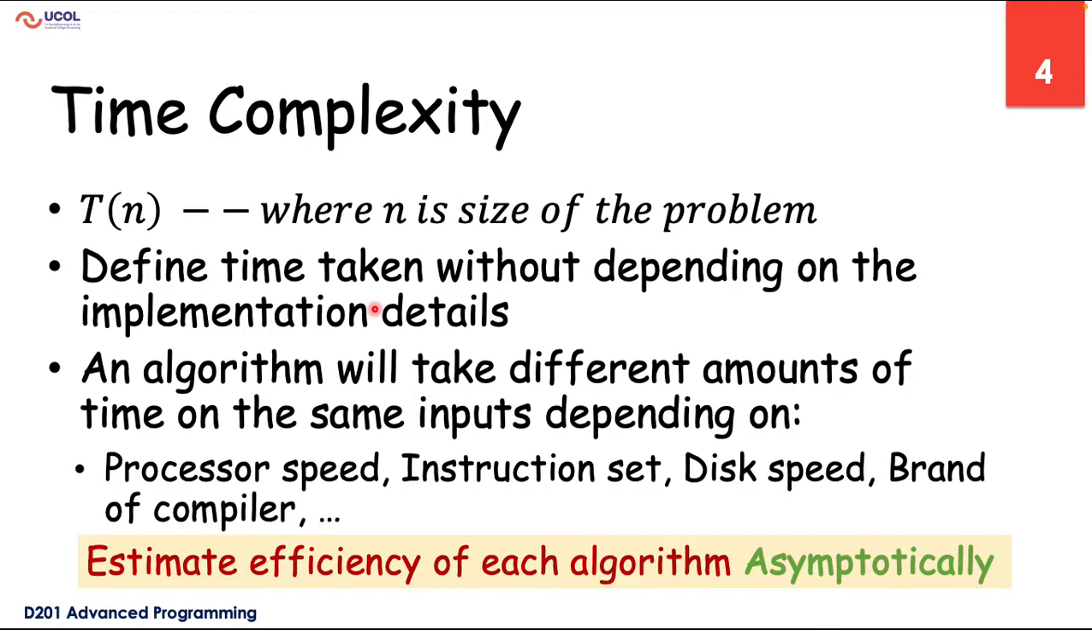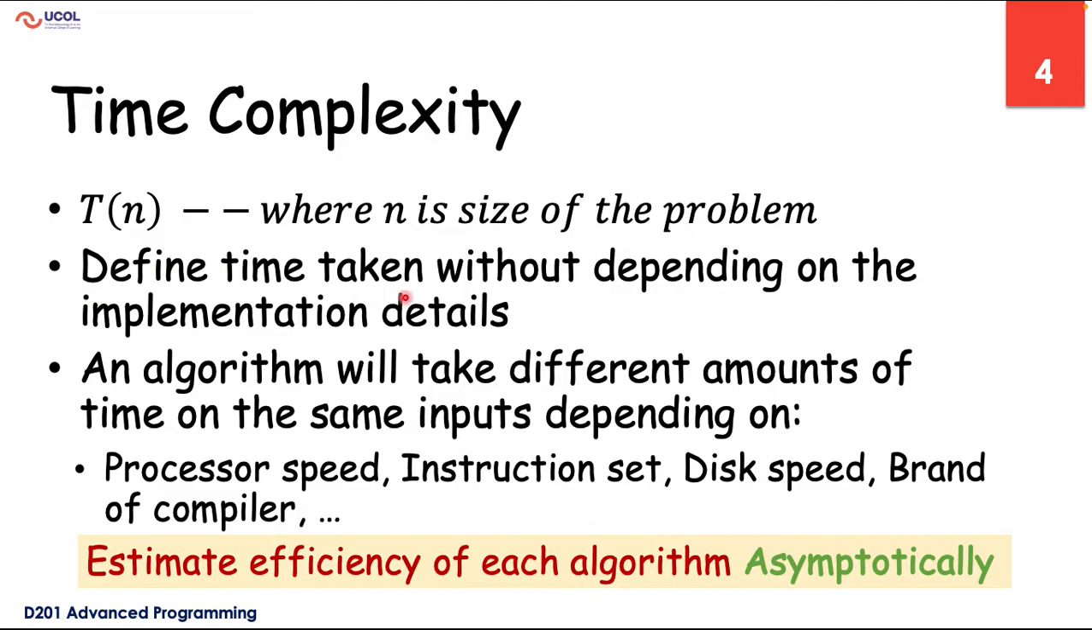So how can we analyze the time complexity? First of all, T stands for time, and n is the size of the problem. If we want to sort, we have studied the sorting algorithms, if we want to sort n elements, it means that the size of the problem is n. We have n numbers that we want to sort.